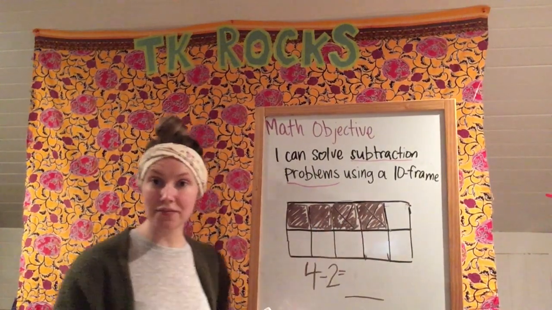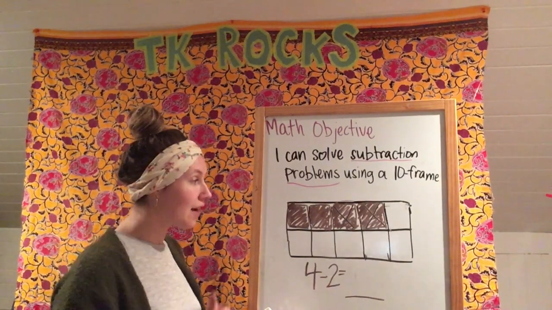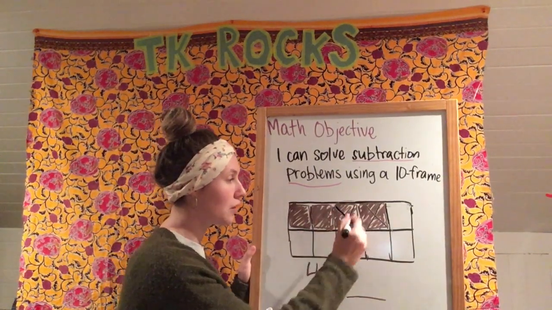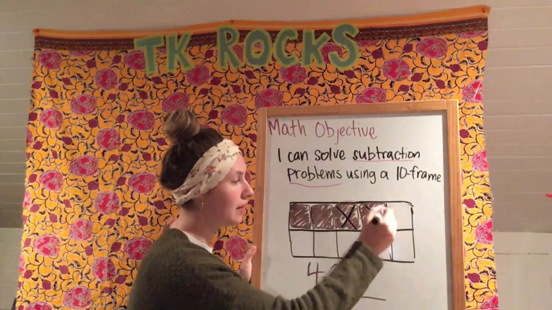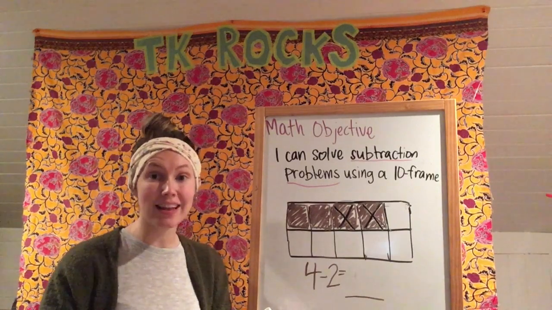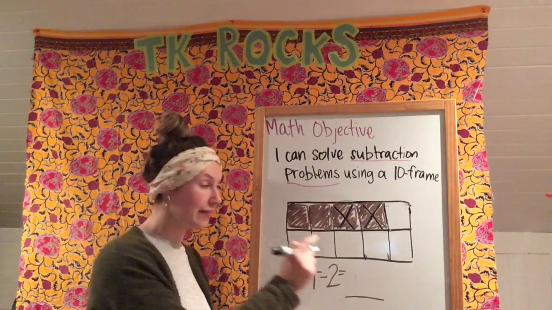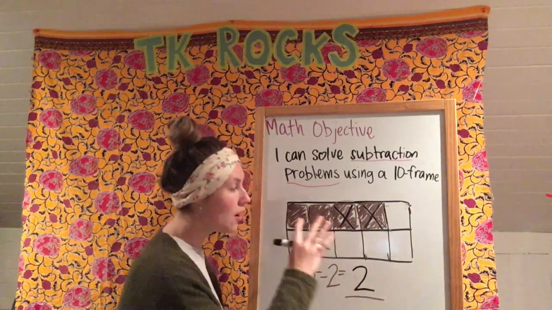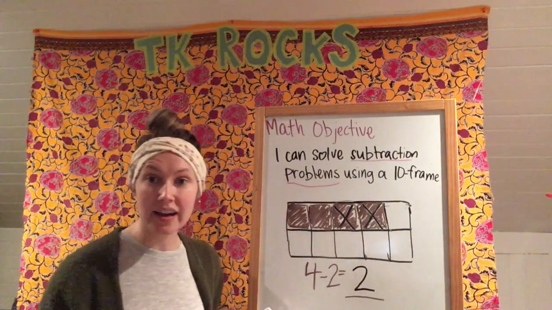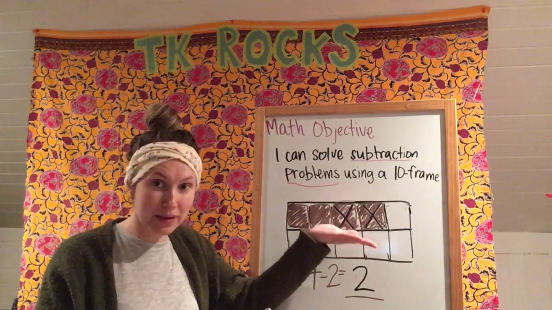Now, how many 10 frames do I have left over? How many frames do I have still filled in that are not crossed out? So I crossed out 2. Let me draw a little bit darker X's so you can see. Now, how many do I have left? I have 2 left. So I had to count how many I had left over that didn't have X's on them. So that's how I would show my work with my 10 frame.